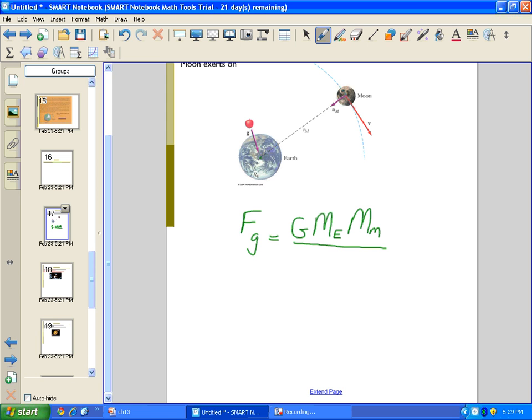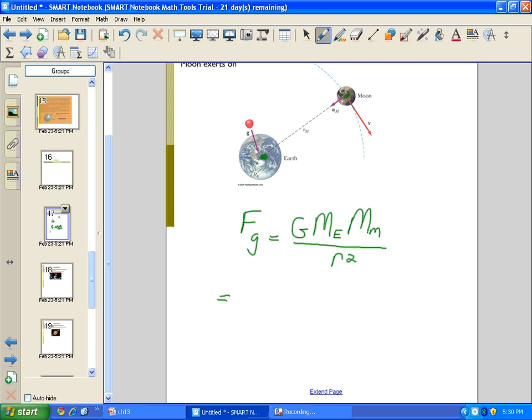And when they say center to center, we consider all of the mass of the Earth to be concentrated at its center, all of the mass of the Moon to be concentrated at its center, and so the distance between these two concentrations of masses is what was given to us as the center-to-center distance.